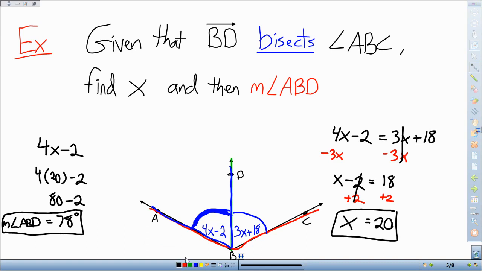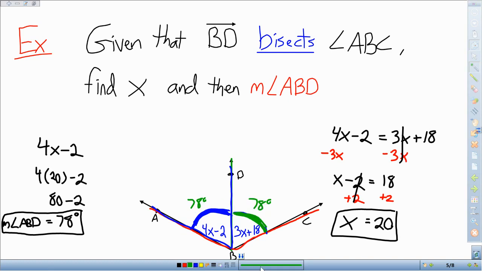Okay, quick bonus question. If the measure of this angle is 78 degrees, what is the measure of this angle? Take a guess real quick. Okay, hopefully you remembered, these are congruent. If this is a 78-degree angle, so is this.